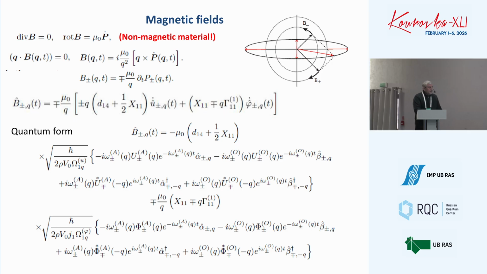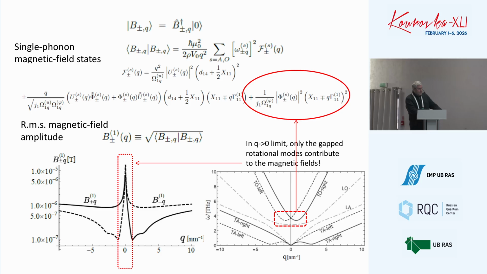magnetic field. To calculate the magnetic field, we have to use Maxwell equations for an initially non-magnetic material. The magnetic field is produced by the time-varying polarization field, like in the first equation. So we can easily find that two oppositely rotating components, B plus and B minus, exist in this material, and we can obtain operators of the magnetic field of definite polarization plus or minus and of given wave number q.